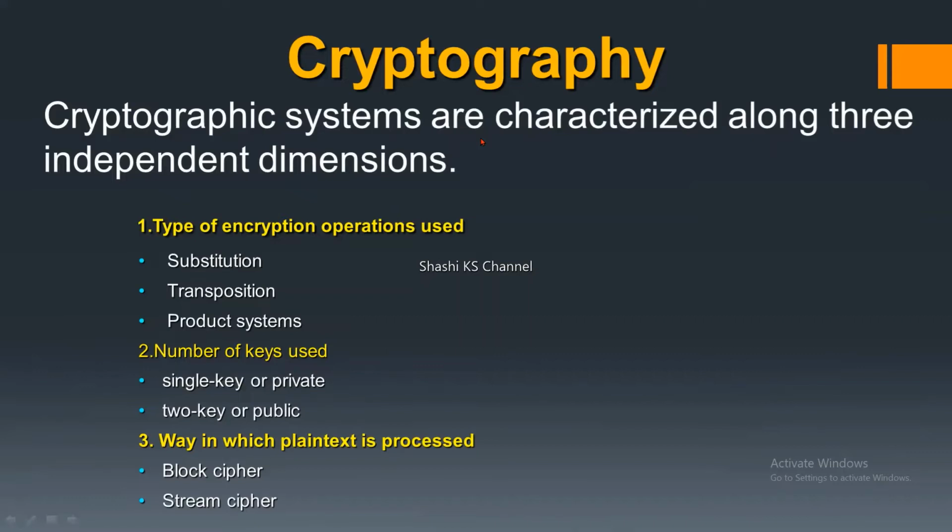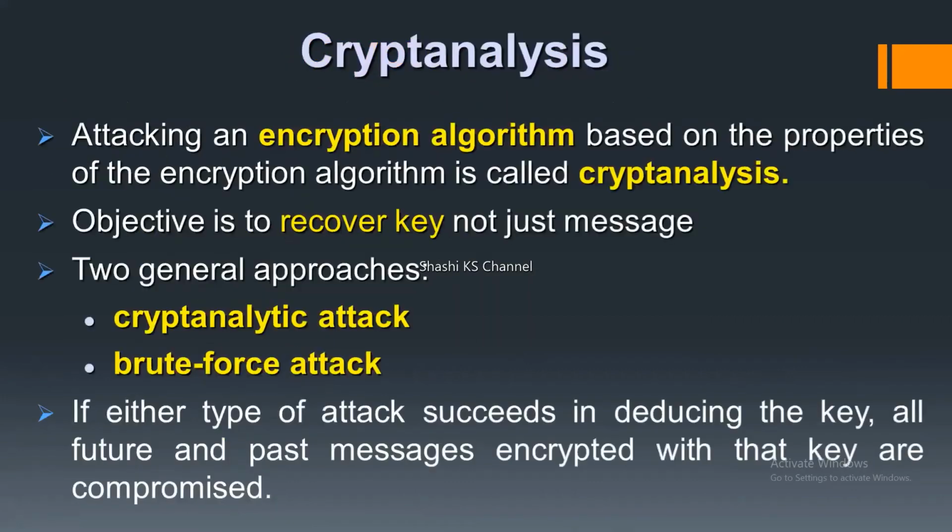The third one is the way in which the plain text is processed. Depending on the way in which the plain text is processed, a cryptographic system can be classified as block cipher and stream cipher. In the case of a block cipher, the input will be processed as blocks at a time. So input will be fed to the cryptographic system as one block, and the output also will be obtained as one block. In the case of stream cipher, it will process the stream of elements continuously, and the output will be produced one element at a time.